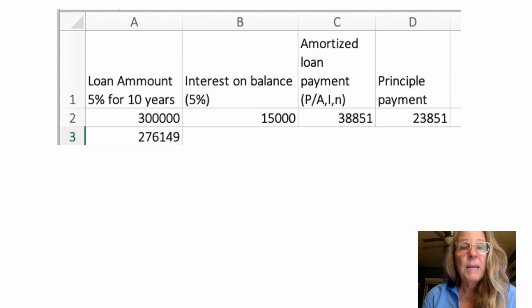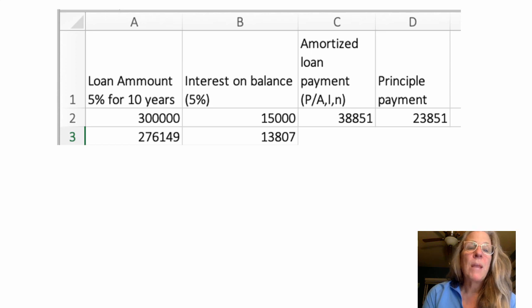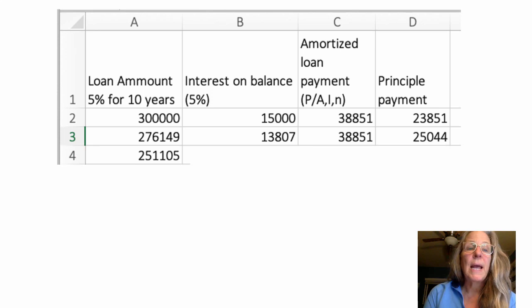So the balance at the beginning of the second year is 276,149, because I've already paid off a little bit, so the loan balance is less. To figure out the interest, I take that 276,149 and multiply it by 5% to get the interest portion. Now you see that interest went down from the 15,000 the previous year because the loan balance went down. I know I'm still paying 38,851, so by difference, the principal amount is 25,044. Then I take the 276,149 and subtract 25,044 from it, and I get a new balance.